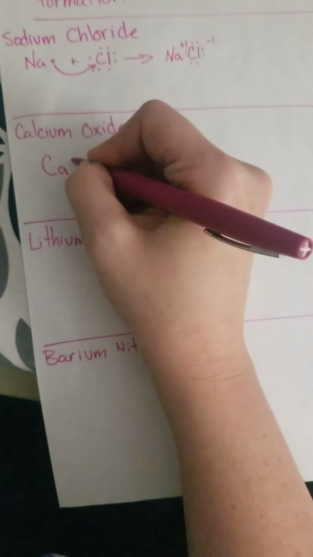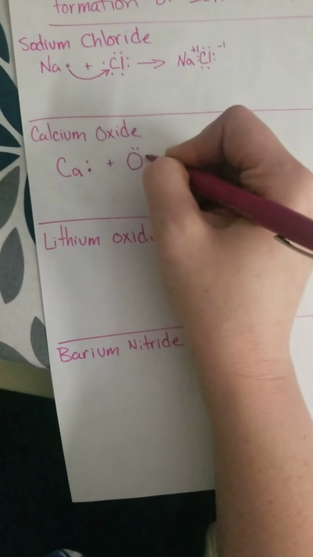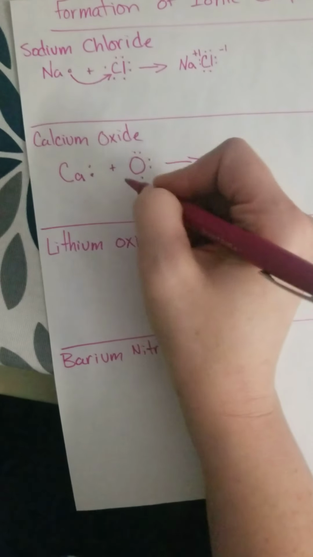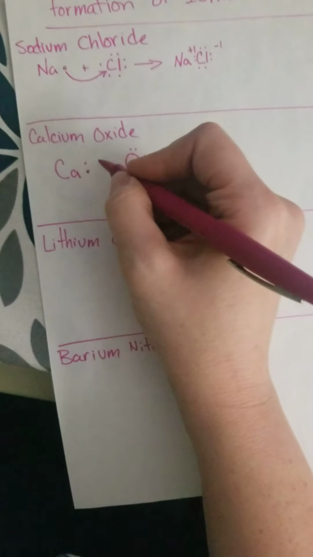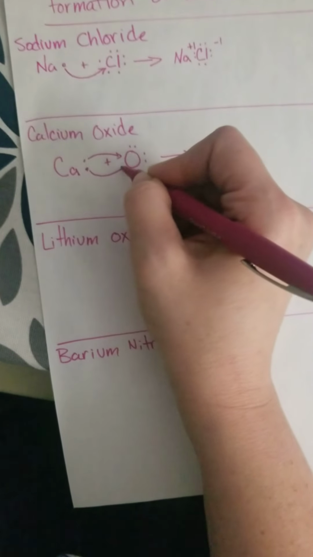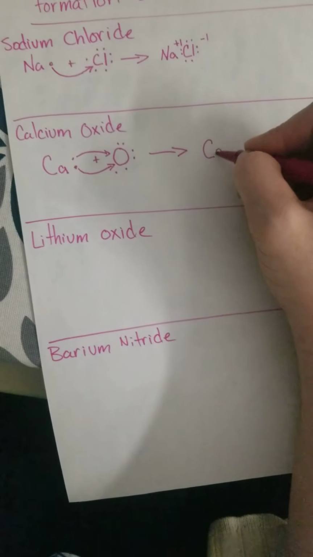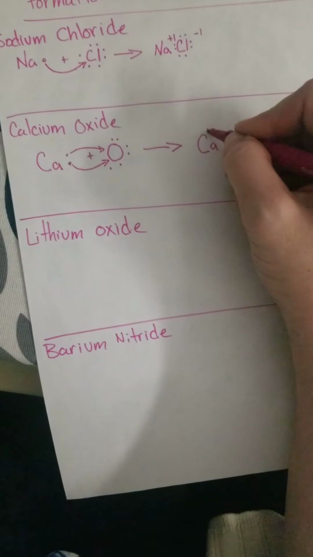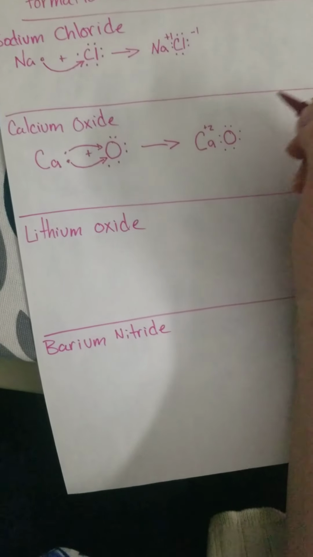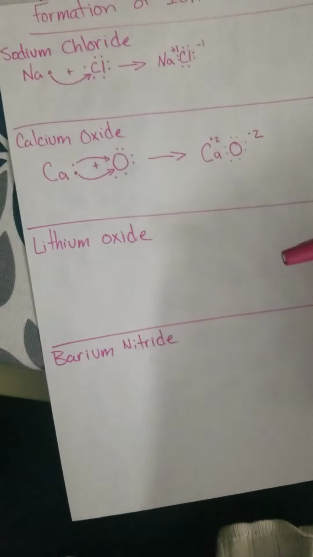Calcium is Ca. It has 2 valence electrons, plus oxygen, which has 6 valence electrons. Draw our arrow. Oxygen, to fulfill its octet, needs 2 more electrons, so the calcium metal is going to be able to give both of its electrons to this 1 oxygen. So I'm going to write calcium. It lost 2 electrons, so plus 2. Oxygen now has a full octet, so we're going to draw the 8, and it has gained 2 electrons.